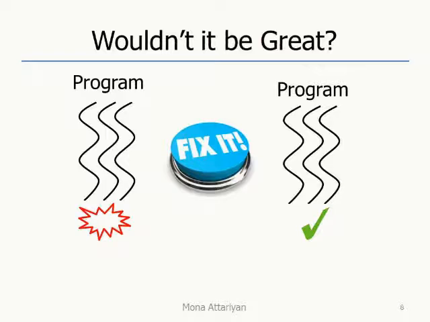So, wouldn't it be great if we had a fix it button? And what it does is that when your program is not working, you just say fix it, and it would magically start working. So we're not there yet. I'm not going to give you that. But we can still do much better than we are doing right now.